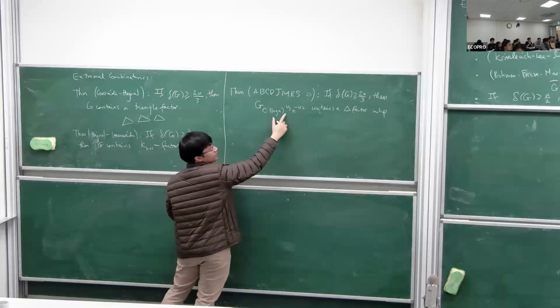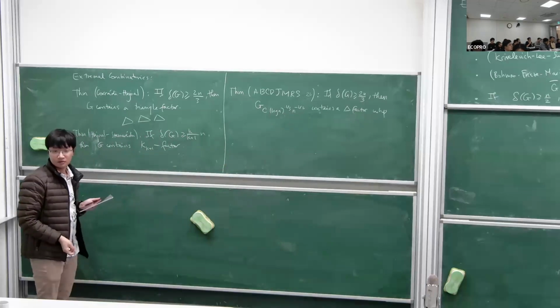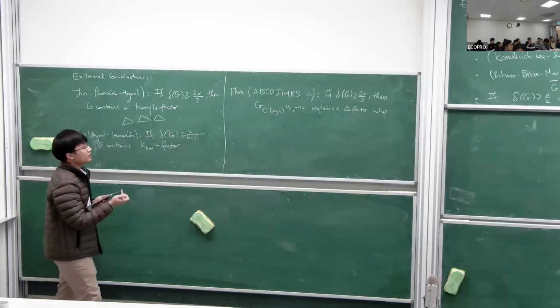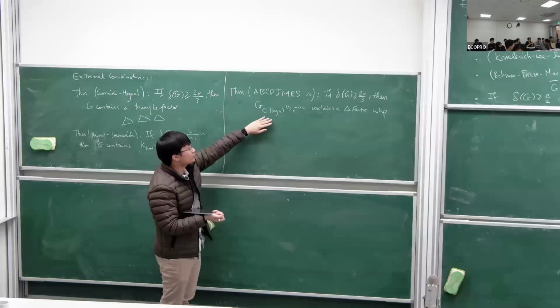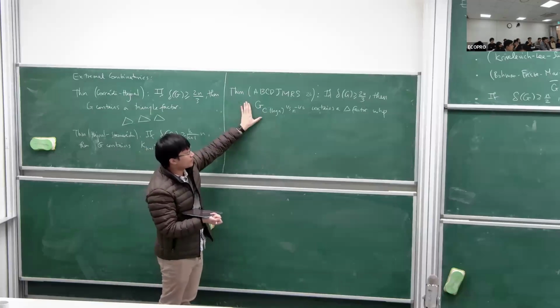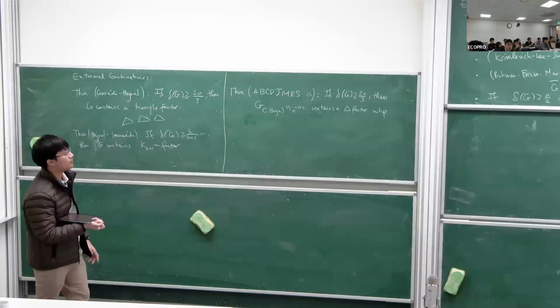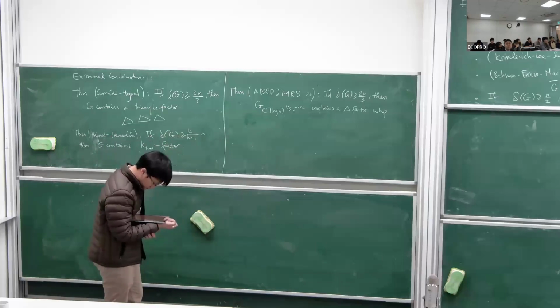So what's the significance of this? This is exactly the threshold for a triangle factor in an Erdős–Rényi random graph. We're saying that even if we don't start from the complete graph, we can sparsify at the same level that we are allowed to in a complete graph, and we can still guarantee that the random subgraph will contain a triangle factor, as long as we have this minimum degree condition.